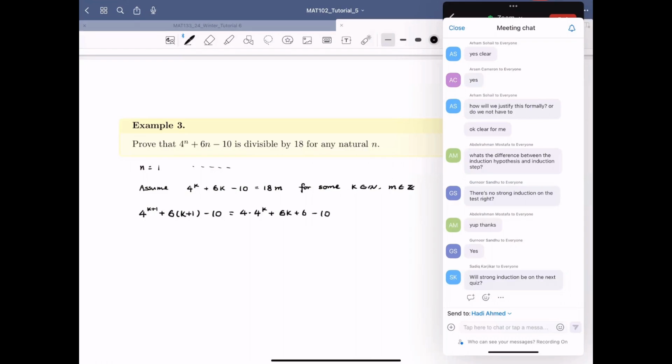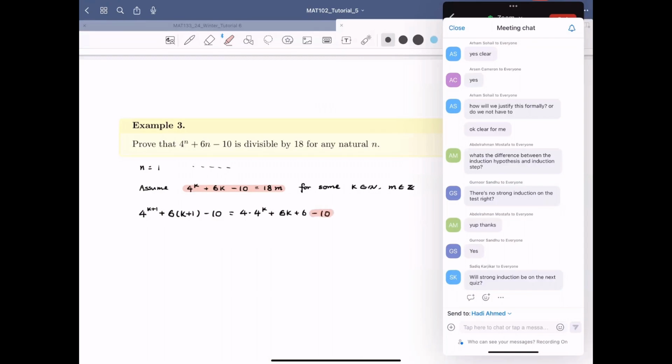When you have such question, please do not combine terms together. For example, those two terms, I know we can merge them together, but please do not do that. Don't write it as a minus 4. We don't want to do that. Why? Because we want to use our IH. I want to use this. In other words, I need to find those terms in my new thing.